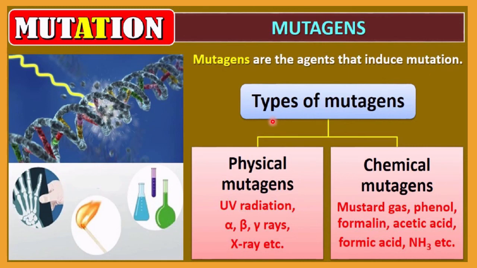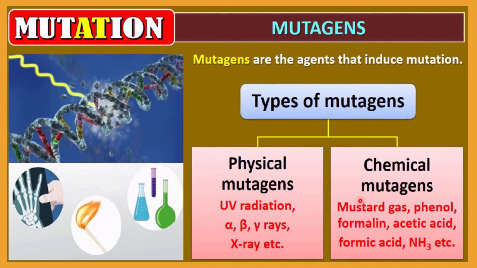They may be of two types: physical mutagens and chemical mutagens. Physical mutagens include radiations, such as UV radiation, alpha, beta and gamma rays, and X-rays. All of these are physical mutagens, which cause mutation.